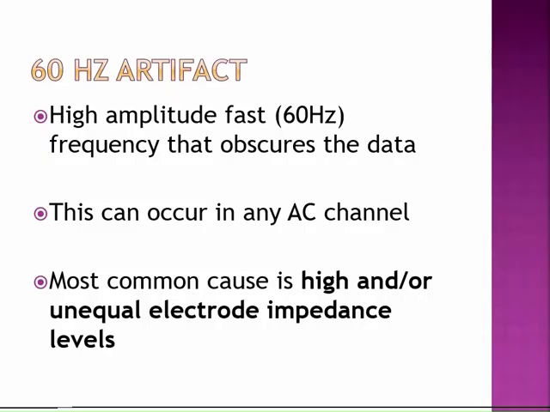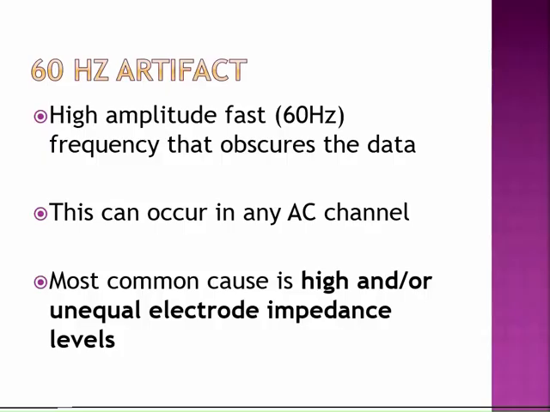The most common cause of 60 hertz artifact is high and unequal electrode impedances. So you guys are pretty familiar with the need for having decent and low impedance levels. But one thing we really haven't talked about is having equal impedance levels. Having your electrode impedances being fairly equal is just as important as having them low. So if you have a patient that you can't scrub their skin anymore, either because of their hair or their skin or something, and you're just not able to get your impedances down to where you want to see them, then at the very least, just make sure they're all even.